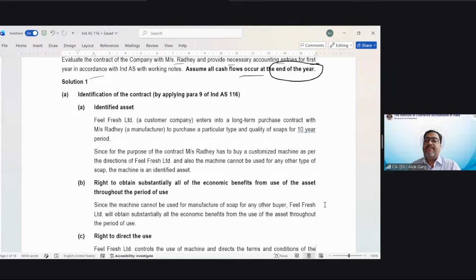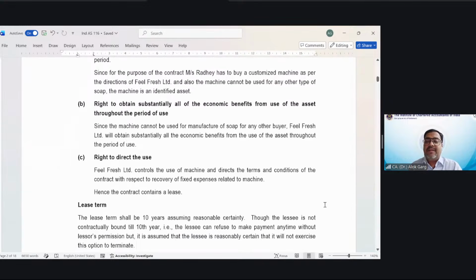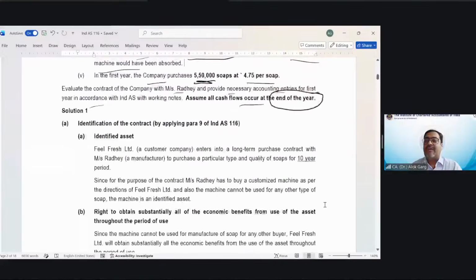Machine is an identified asset which is customized as per the lessee and which does not have an alternative use. The right to obtain substantially all the economic benefit belongs to the lessee. The right to direct the use lies with the lessee, okay. So lease term is 10 years, but 8 years is the payment period. 8% is the discount rate. Now, what is the right of use asset and lease liability? Can we solve this question? Okay, let's solve question number one, my dear friends.